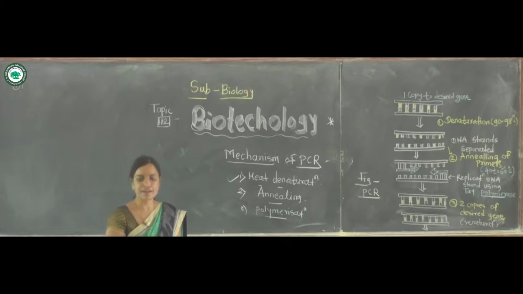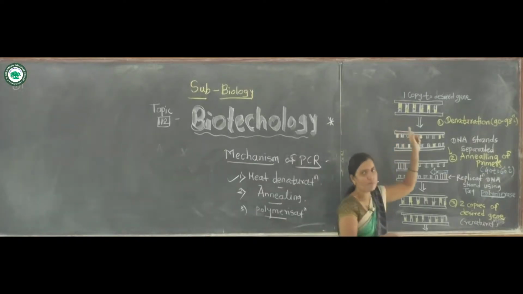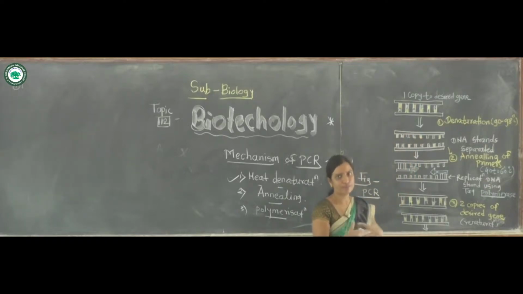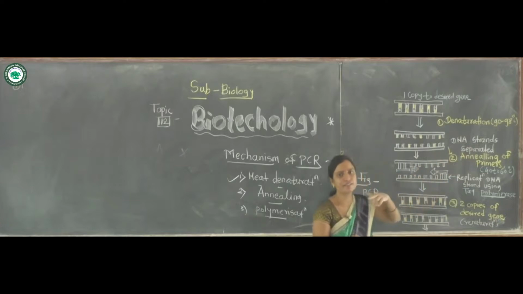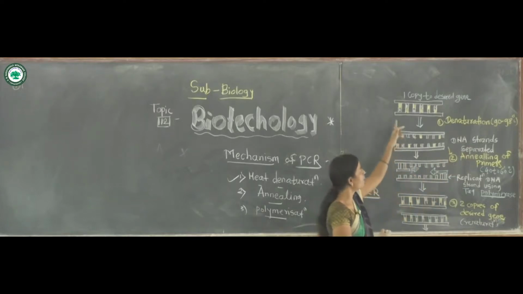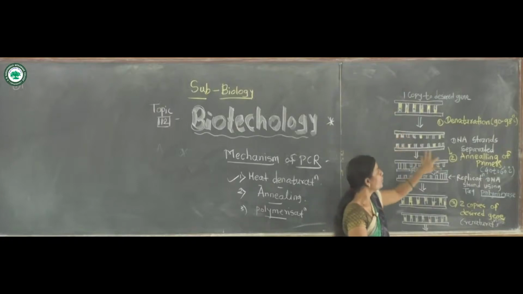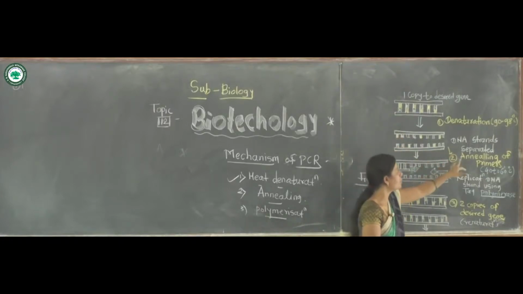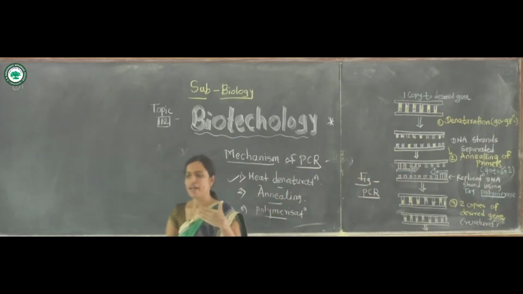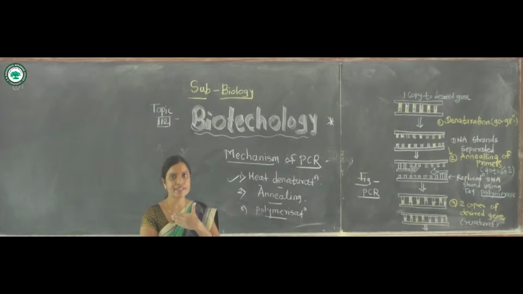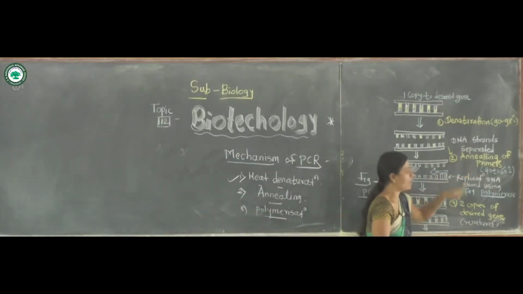In the desired double stranded DNA there are hydrogen bonds, and heating takes place at 90 to 98 degrees centigrade. At that time the hydrogen bonds break down, and the DNA molecule gets separated, meaning the 2 strands separate from each other. And now the next step is annealing. The second step, annealing of primers.